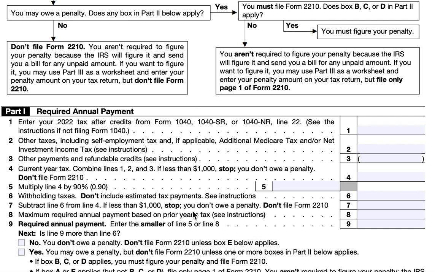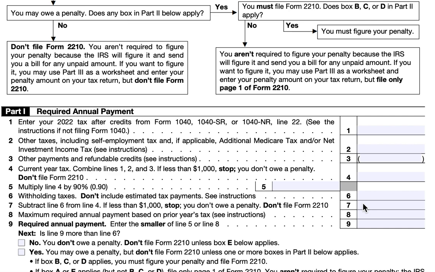On line 7, you're going to subtract line 6 from line 4. So if you had a number that was larger than $1,000 up here, but then your withholding taxes drop that down to less than $1,000, you don't owe a penalty. You can stop completing this form.